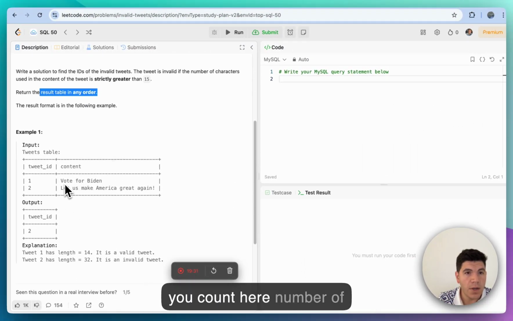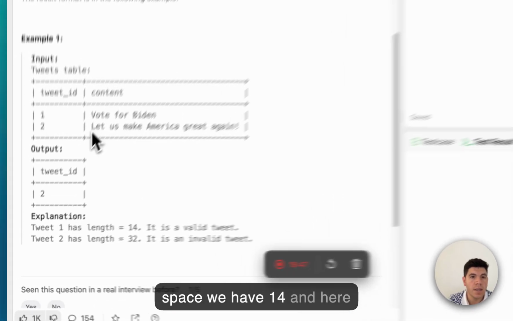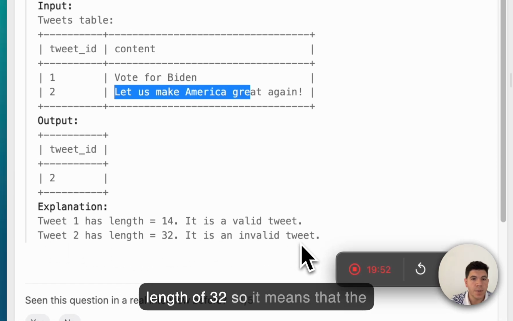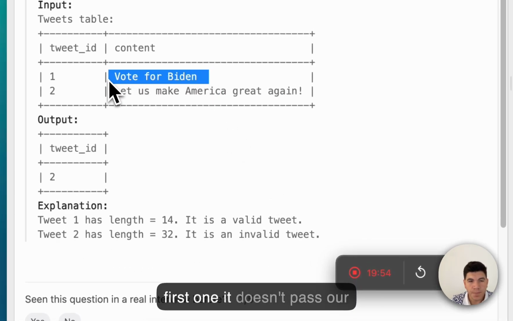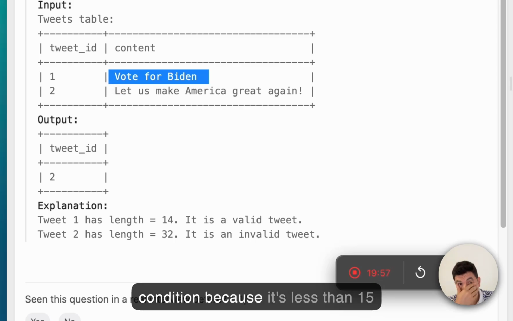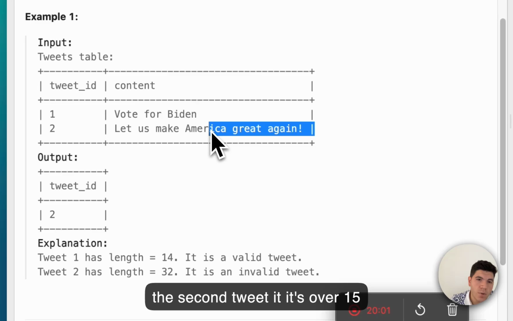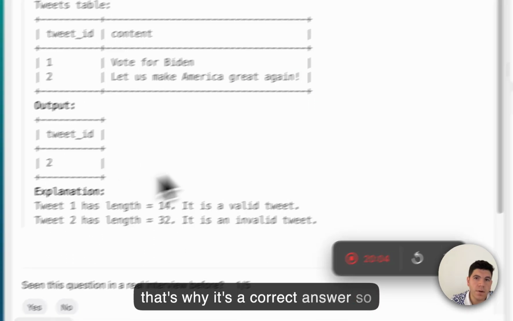For example, if we count the number of characters here, tweet one has 1, 2, 3, 4, 5, 6, 7, 8, 9, 10, 11, 12. Oh, actually we have to count the space as well. So including the space we have 14. And here apparently tweet ID has a length of 32. So it means that the first one doesn't pass our condition because it's less than 15. The second tweet is over 15. That's why it's a correct answer.